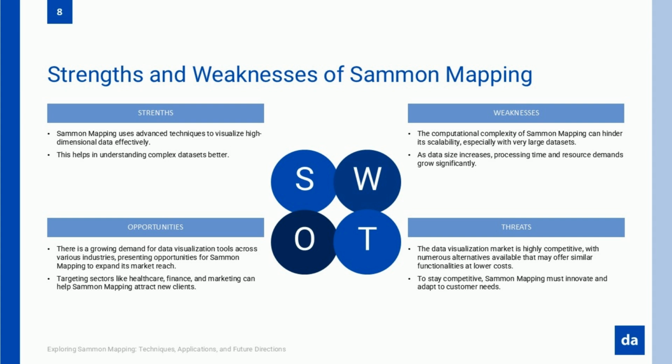So, where does this leave us? Sammon mapping is an excellent tool when distance preservation is crucial, such as in clustering and complex data visualization. However, for large-scale, high-speed applications, other methods like PCA or t-SNE might be preferable. But what about the future? Are there ways to improve Sammon mapping to make it more scalable and efficient? That's exactly what we'll explore next.